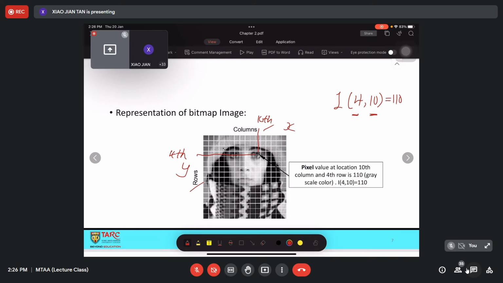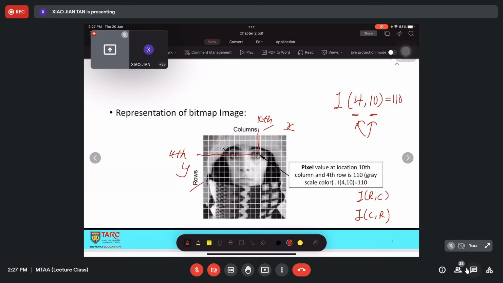Again, this is a bit tricky. Not all software has the same definition. Sometimes, as in this example, it would be row, column, but in some it would be column, row. So please do check with your software. Depending on which software you are using, do check on this. Don't just use whatever the lecturer mentioned, because some software may have a different principle to process the image.